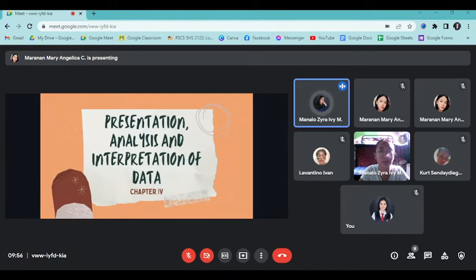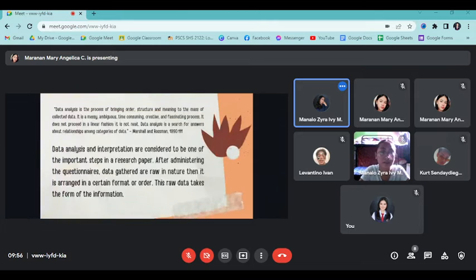Now, we will proceed to the presentation, analysis, and interpretation of data, Chapter 4. Next slide. According to Marshall and Rossman, data analysis is the process of bringing order, structure, and meaning to the mass of collected data. It is messy, ambiguous, time-consuming, creative, and fascinating process. It does not proceed in linear fashion. It is not neat. Data analysis is the search for answer about relationship among categories of data.